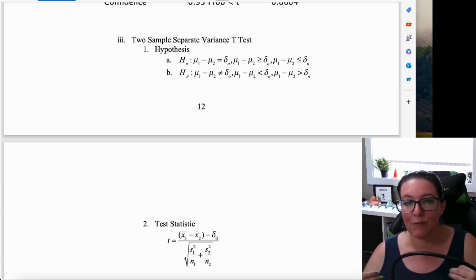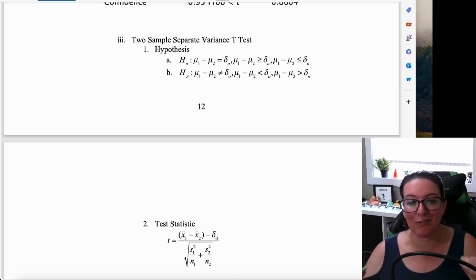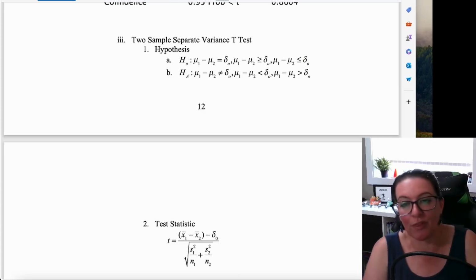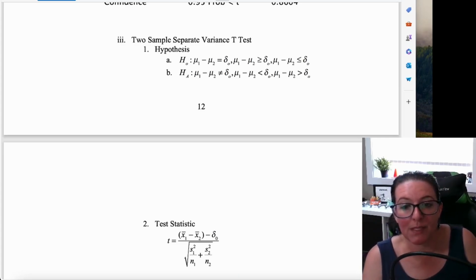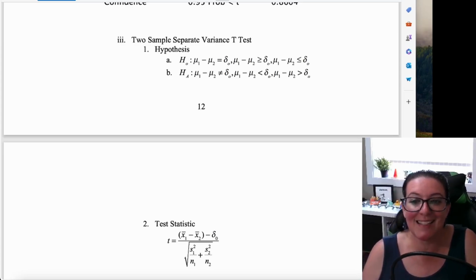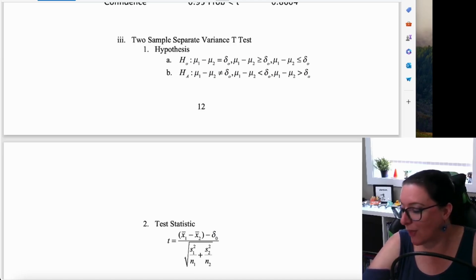Now, it doesn't always have to be greater than, less than, or equal to 0. It could be that you think the difference is a certain amount, and so you're testing that the difference is a number. You think the difference is 5. You think the difference is more than 15. It doesn't have to be 0, but most commonly we are just testing: is there a difference? Is one group greater than or less than the other group?